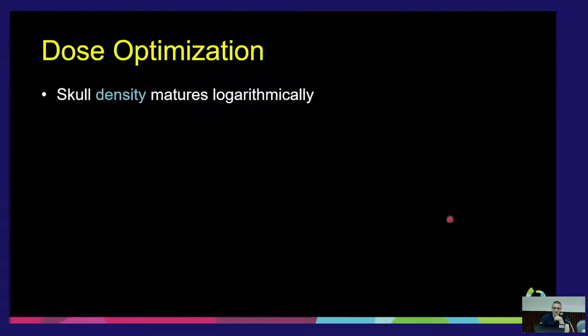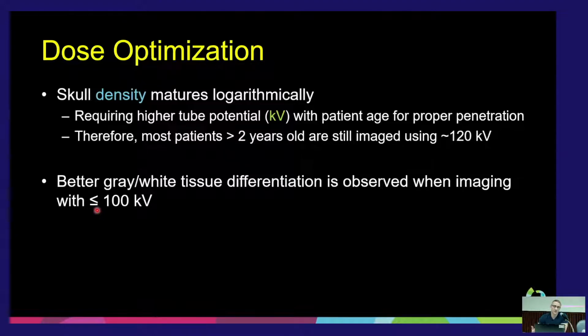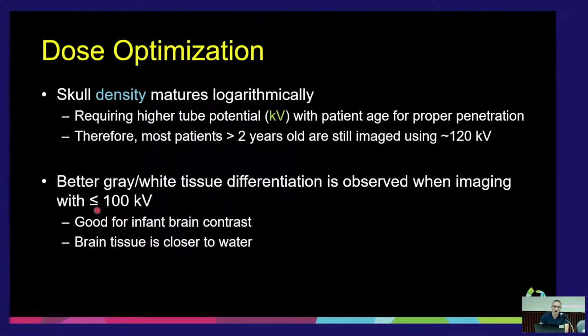So that means a couple of different things. That means we generally have to use higher kV for neonates and infants, and that's for a couple of reasons. One, because the skulls are less dense, it's easier to penetrate, so we can do that reasonably without increasing the dose too much. And two, infant brains are largely water-based, so they haven't matured as much, and so you don't have as much inherent contrast in the brain tissue.